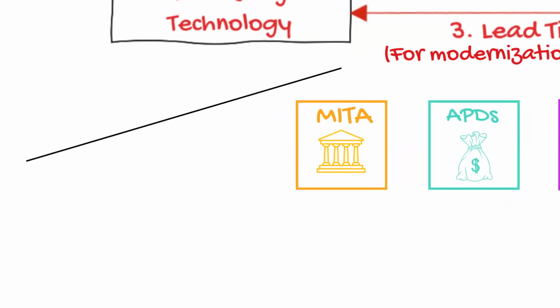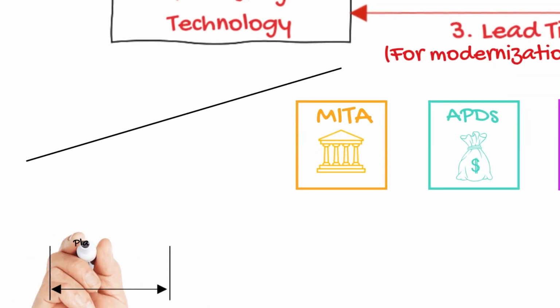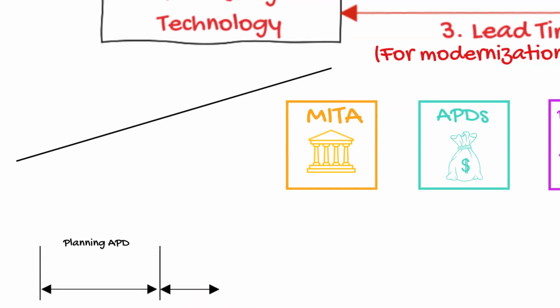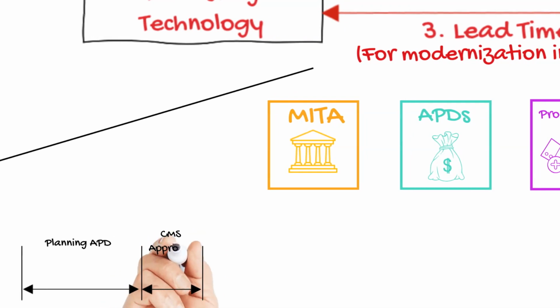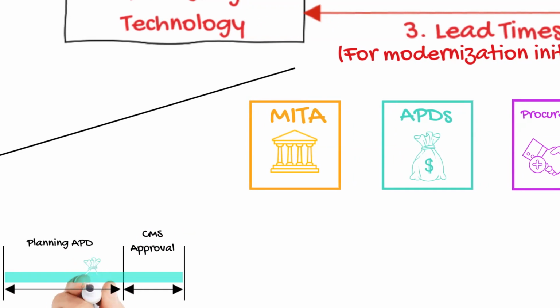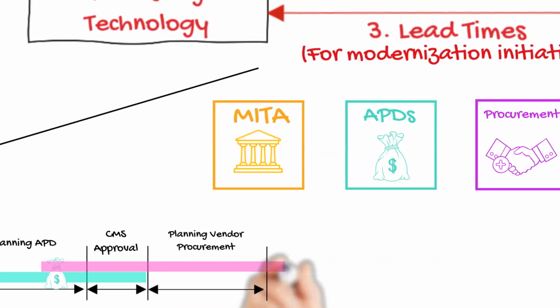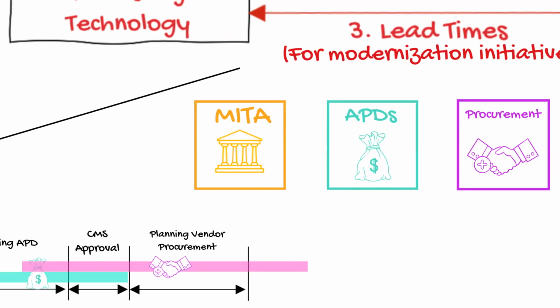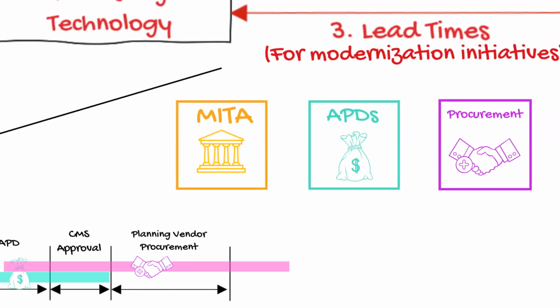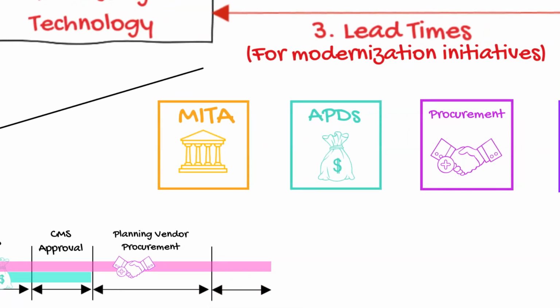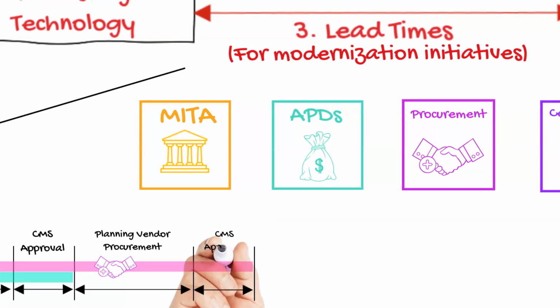A typical life cycle for these activities includes the following. States start by drafting a planning APD to request funding to do planning. This includes ideas states propose for modernizing. The planning APD must be approved by CMS before federal funding can be allocated to planning activities. If the state requires vendor services for planning, a procurement process is also needed to secure the planning vendor, which is optional or could take place in parallel with planning APD approval. Vendor procurements and contracts must also be approved by CMS.